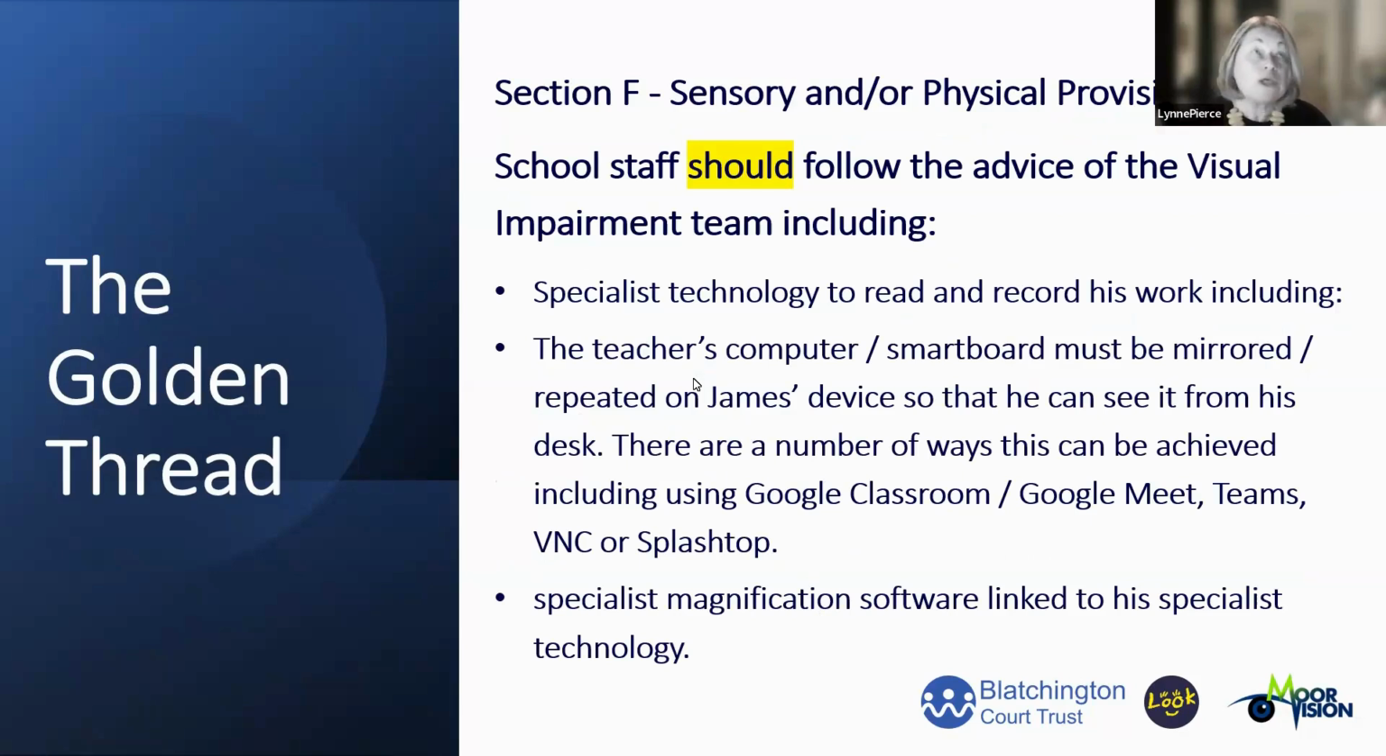So that's showing you he can't see the smartboard, he can't see the whiteboard, he wants to learn independently, he wants to be able to read. By putting this provision in place, he will now be able to see his screen. He'll see the smartboard. It will be on his magnification software on his device in front of him. So that's showing you that thread of how to follow it through.